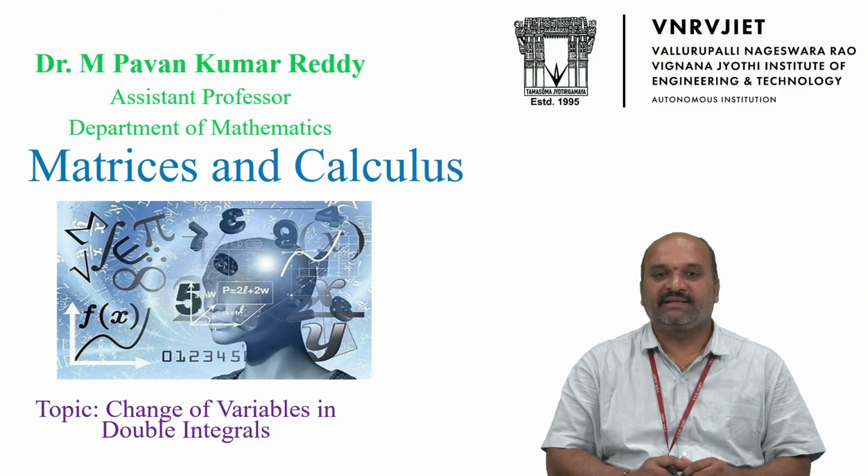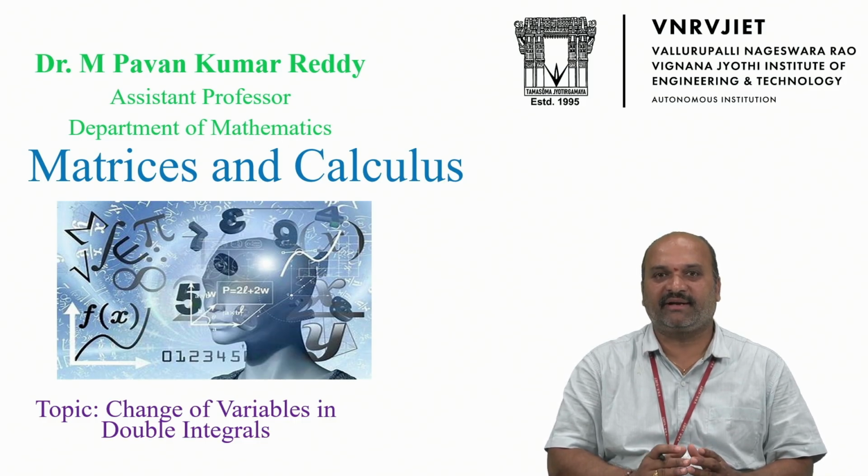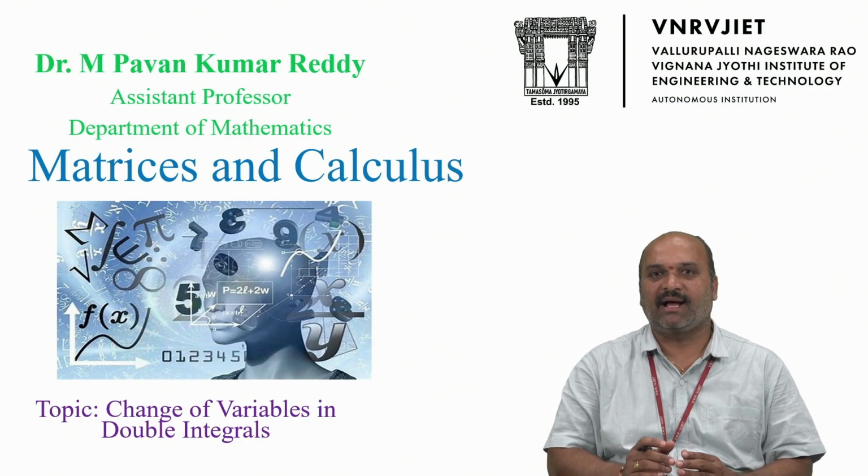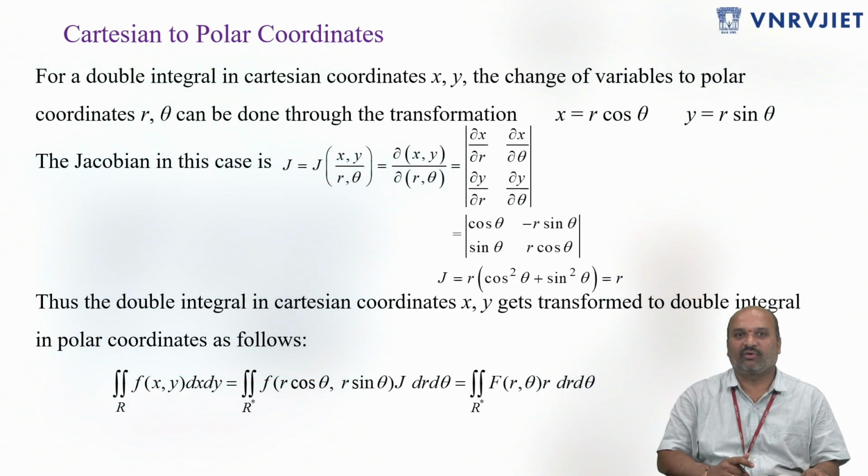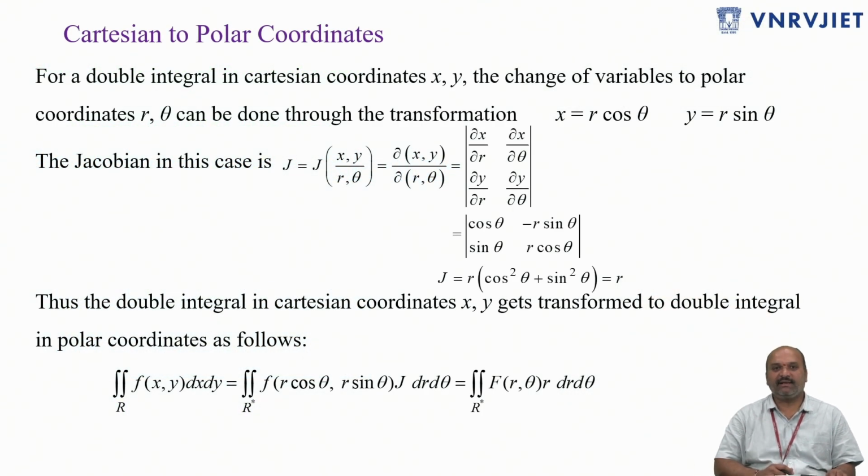Today we learn change of variables in double integrals, that is, how to change variables from one coordinate system to another coordinate system and evaluate the integral. We have a special case in that: only Cartesian to polar coordinates. In Cartesian coordinates the variables are x, y as we know, and in polar coordinates the variables are r and theta. So how to convert a double integral which is given in Cartesian form to polar coordinates and evaluate it.